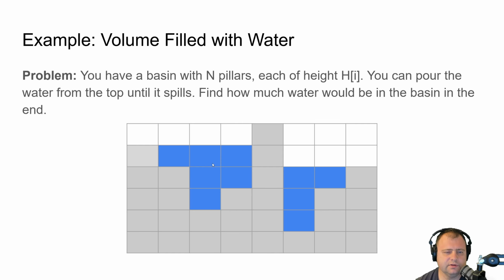Let's take a look at a different example. Volume filled with water. This is a basin with n pillars, each of height h_i. You can pour the water from the top until it spills, to find how much water would be in the basin in the end. So here's an example. We can see there's a couple of lakes, and on each index there is a different depth.